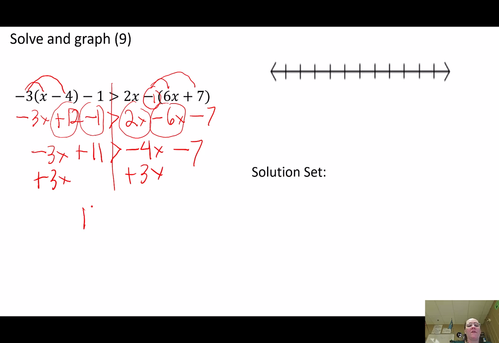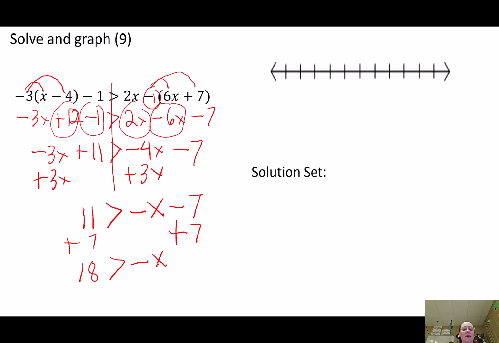Okay, so I have 11 is greater than, well, negative 4x plus 3x gives me a negative x minus 7. It's a two-step inequality now, so I'm going to add 7 to both sides. 11 plus 7 is 18, is greater than or equal to negative x. Now I'm not finished because there's that negative with the x. So I want to divide by a negative 1.